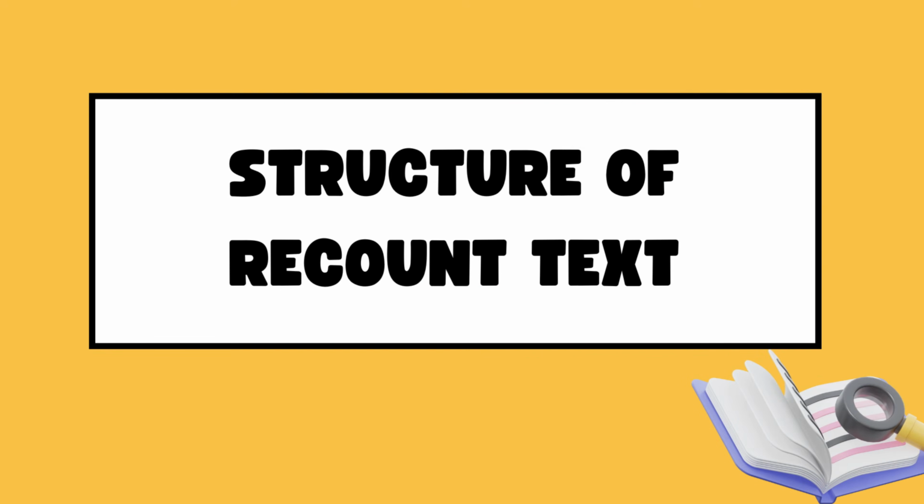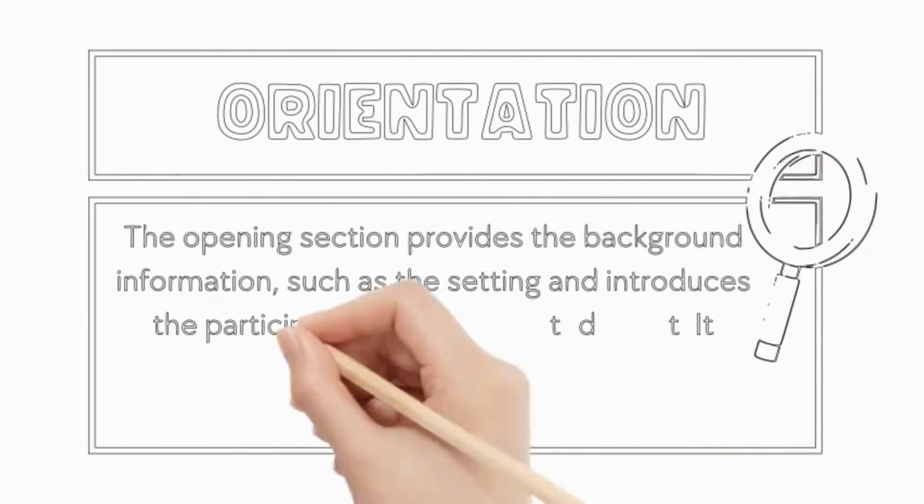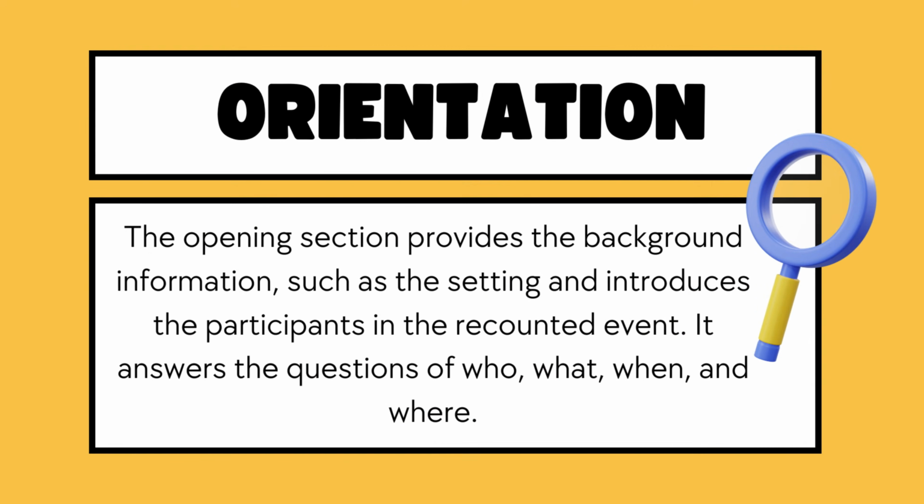A recount text has a clear structure that you need to follow. Let's break it down. First, we have the orientation. This is where you give background information. Who was involved? What happened? Where and when did it happen? It sets the scene for your story.